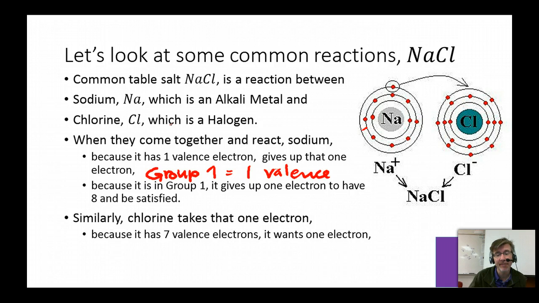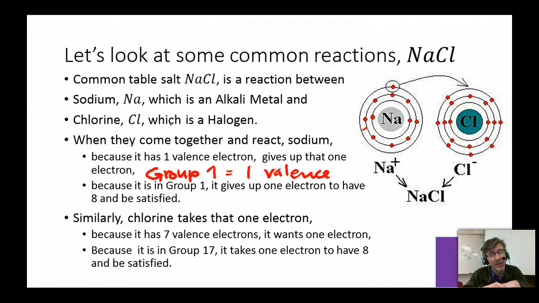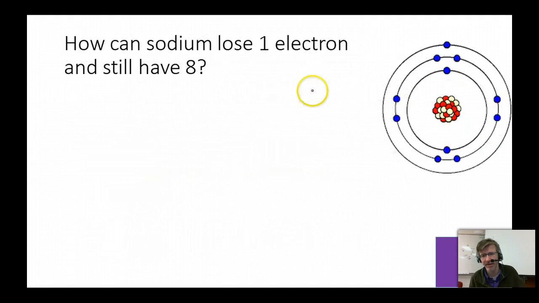Chlorine, on the other hand, has 7 valence electrons. It really, really wants 1. That's because it's in group 17, and all the elements in group 17 take 1 electron to have 8 and be satisfied. So if you take this one over here and put it in chlorine, chlorine is now happy. 1, 2, 3, 4, 5, 6, 7, 8. 8 valence electrons on the outside.